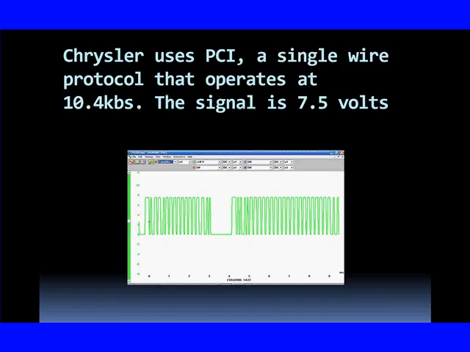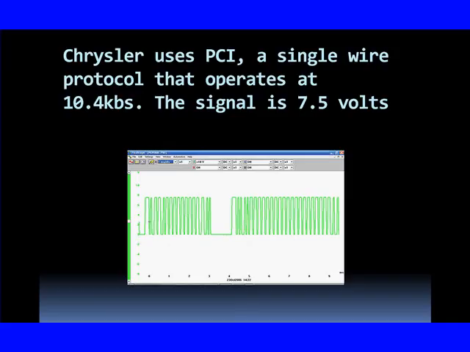But let's look at the protocols that are going to be used. Chrysler uses PCI. PCI is not connected to scan data on this Chrysler. It's a single wire protocol that communicates at 10.4 kilobits per second, and the signal goes from 0 to 7.5 volts.